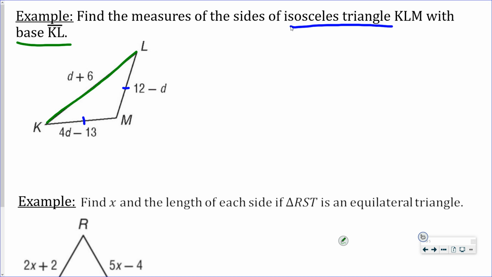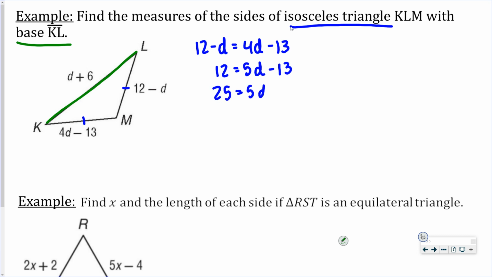All right, so I need to find the measure of each side, but first I have to algebraically solve for what D is. So I can set up an equation by setting my 2 congruent sides equal to each other. And then I can solve for my variable. I would add over D and get 5D. Then I would add over 13 and get 25. Then I would divide by 5 and get D is 5. It's not what they asked me to find. With me? They asked me to find the measure of each side.